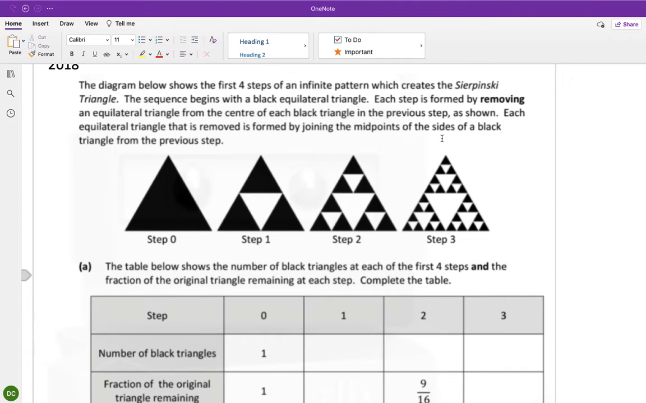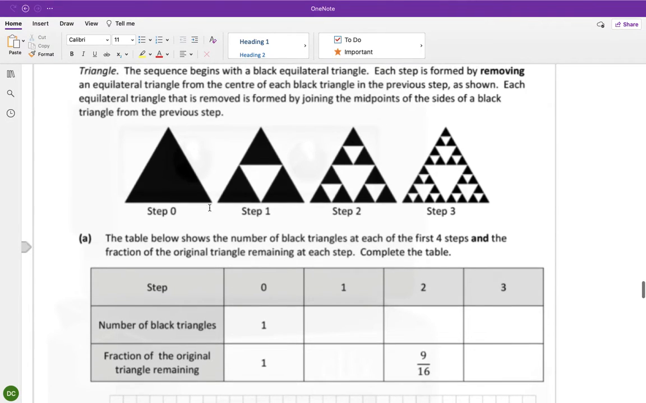Okay. So in the first one, the number of black triangles, there's one black triangle, and the fraction of the original triangle remaining, so it's all remaining. So it's 1 or 100%. Okay. In the next one, the number of black triangles is 1, 2, 3, and the fraction remaining is 3 black triangles out of 4. So 3 out of 4. Yeah? This one then, the number of black triangles, if I can just mark them, 1, 2, 3, 4, 5, 6, 7, 8, 9. And then the fraction remaining is 9 out of 16, which they've done for us.